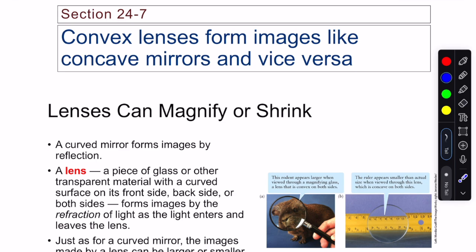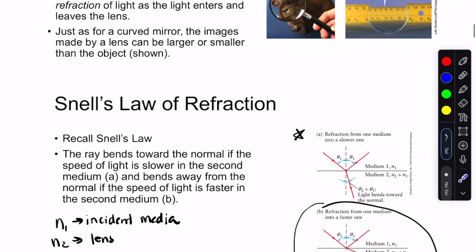So lenses are transparent materials, right? They don't reflect anything. They allow the light to go straight through. And so the law of refraction is what's going to be governing this image formation, and we're going to take a look at that. So let's remind ourselves of the law of refraction, okay?